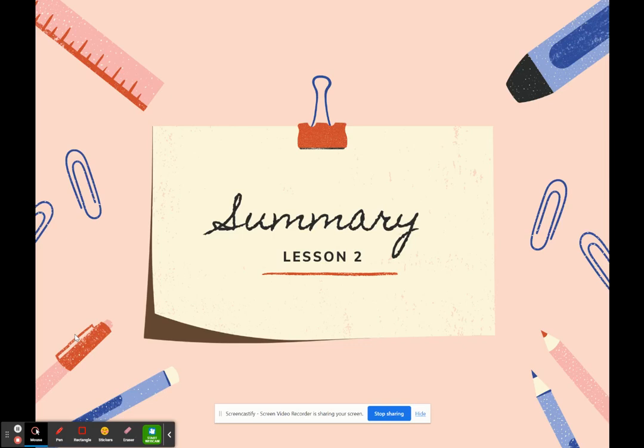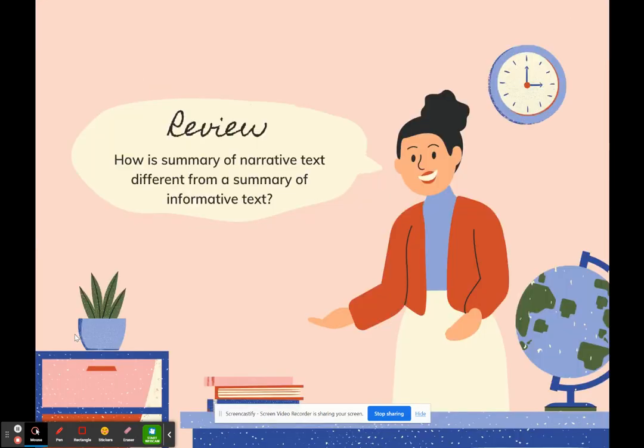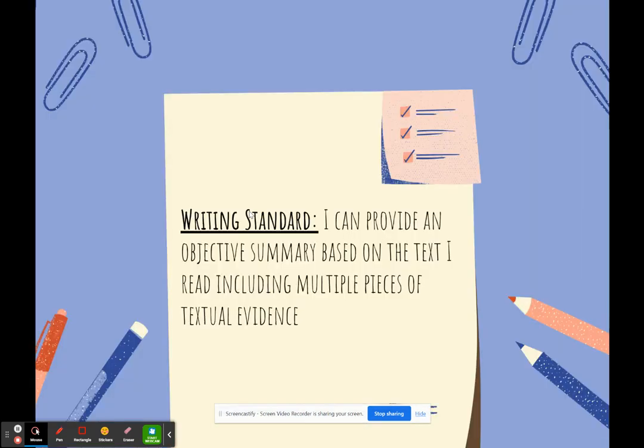Summary lesson number 2. First, let's review that it's important to know the difference between summarizing a narrative text and an informative text. If you are summarizing a narrative text, you need to use the plot diagram, and if you are using an informative text, you need to use the same organizational structure as the author.